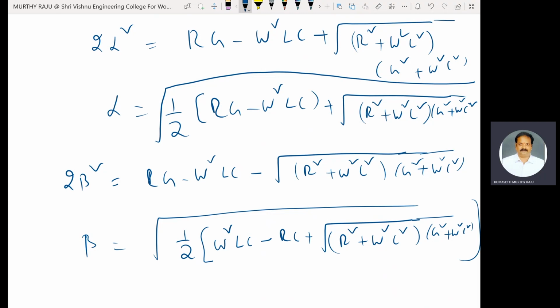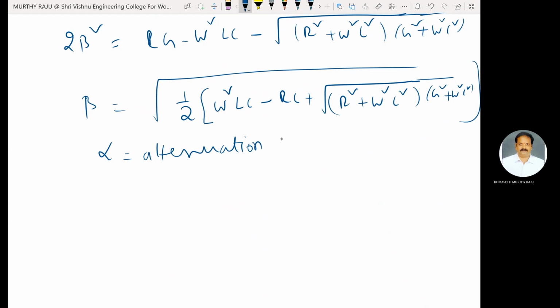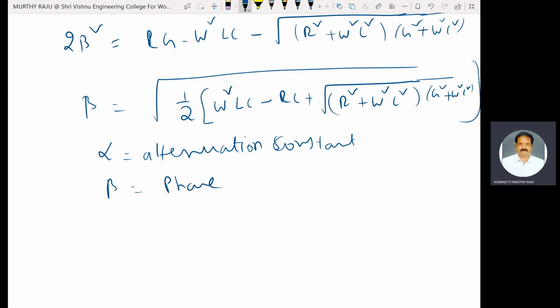With this, the two are completed. Alpha is the attenuation constant. Beta is the phase constant. Gamma is the propagation constant.